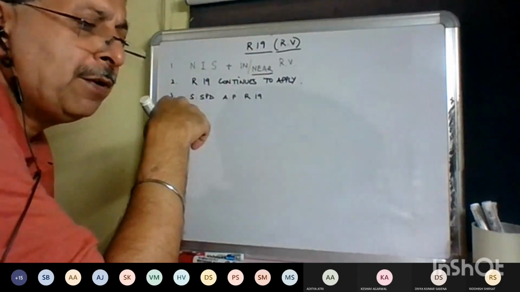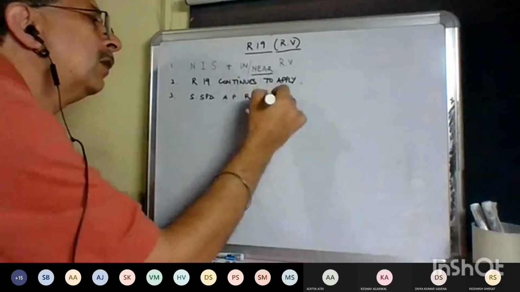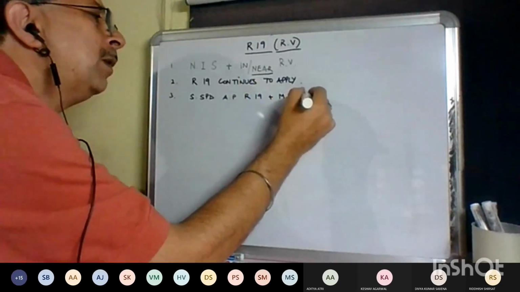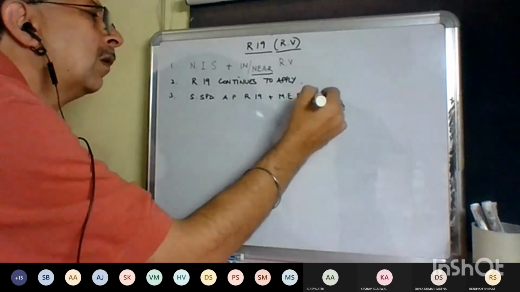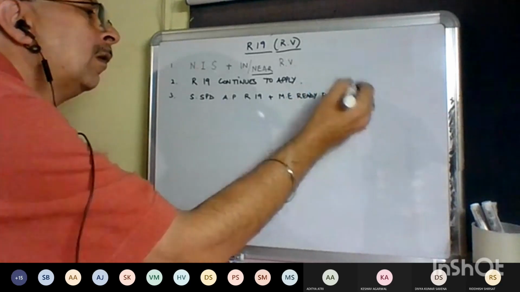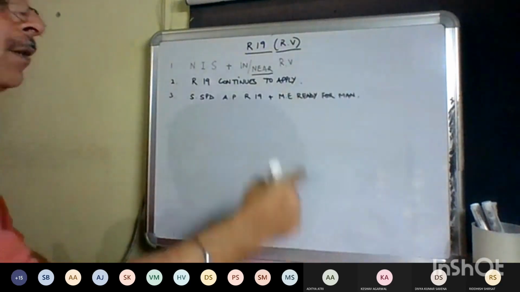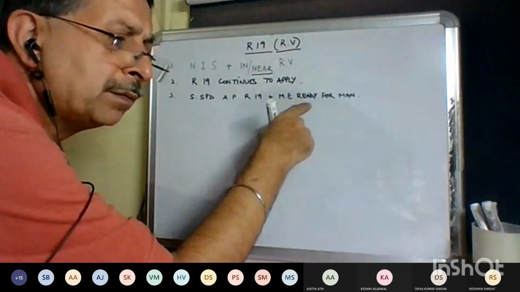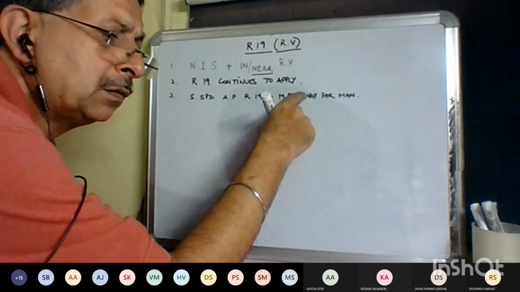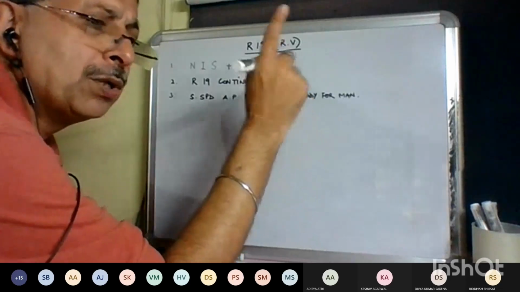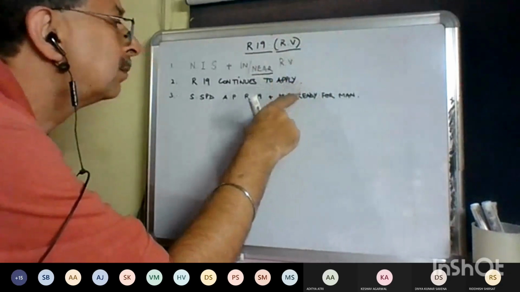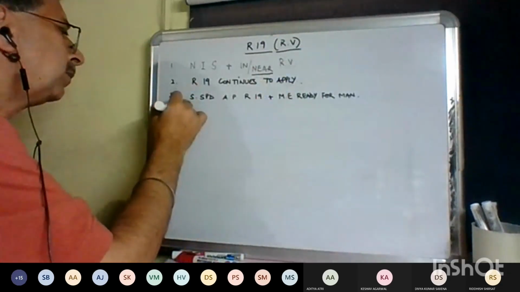A power-driven vessel shall have her main engines ready for immediate maneuver. Main engines must be ready for maneuvering. That means my main engines must be on diesel oil. I should be able to maneuver. I should be able to stop the engines. I should be able to go astern on my engines. I should be able to go ahead on my engines. That's the meaning of this.